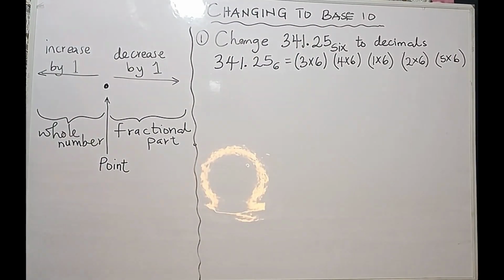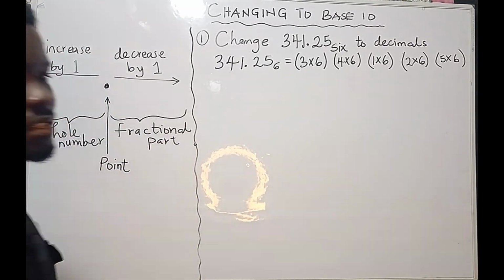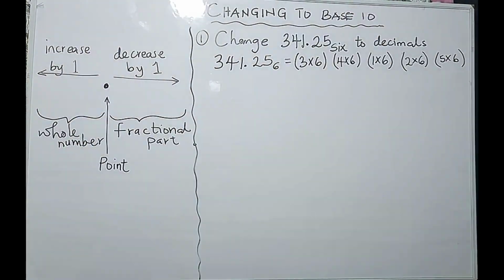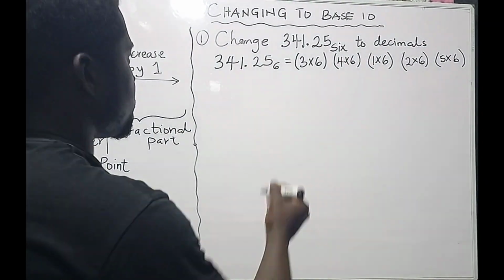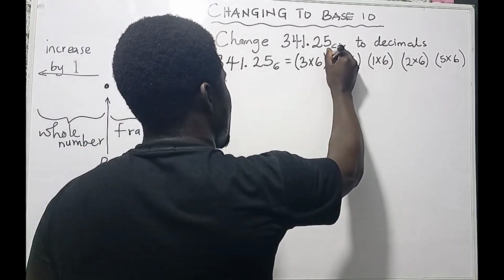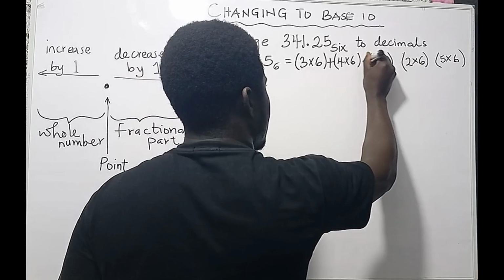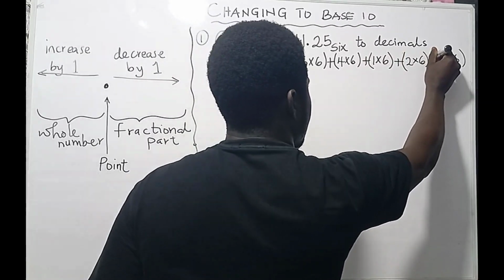After this, the next step is to sum up the products. Summing up means adding the products. So we keep on adding. How do we add? We bring our plus signs between them.